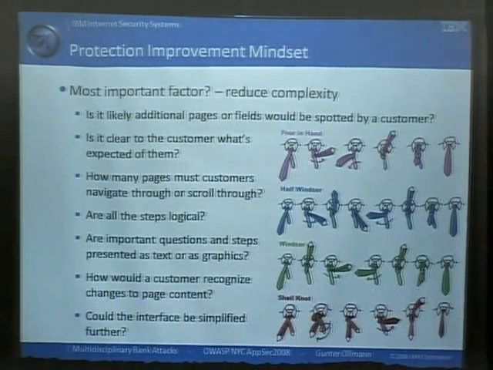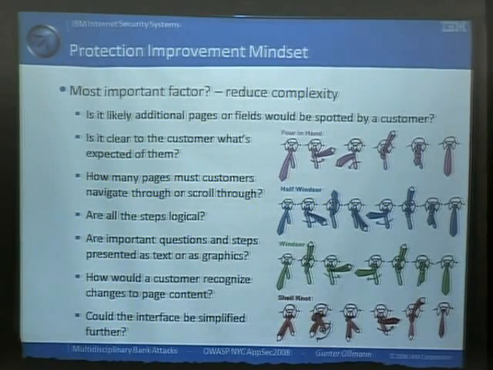So what do we need to think about when we're looking at web applications and helping design web applications, providing security advice? We have to reduce complexity. For instance, is it likely any additional pages or fields would actually be spotted by a customer? If there are 20 pages to this web application that they have to go through sequentially, would 21 pages be noticed, or 19 pages? More often than not, no chance.